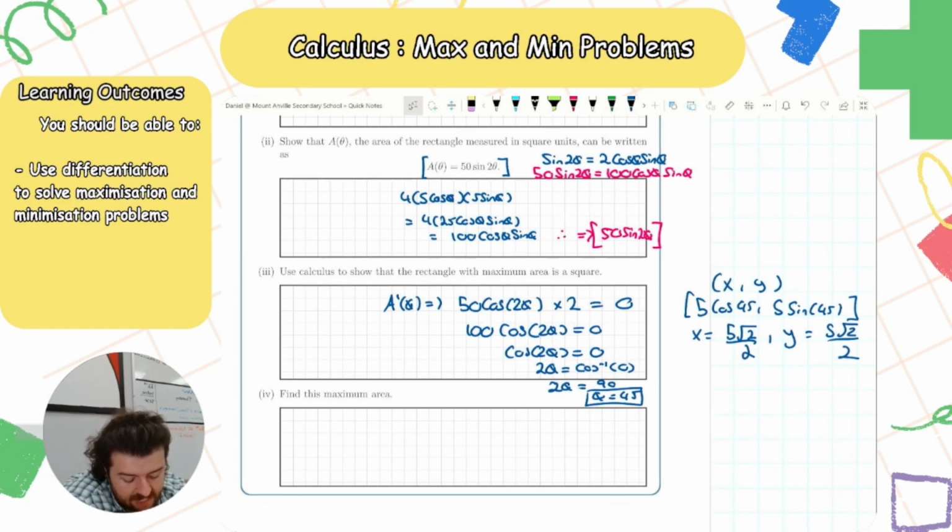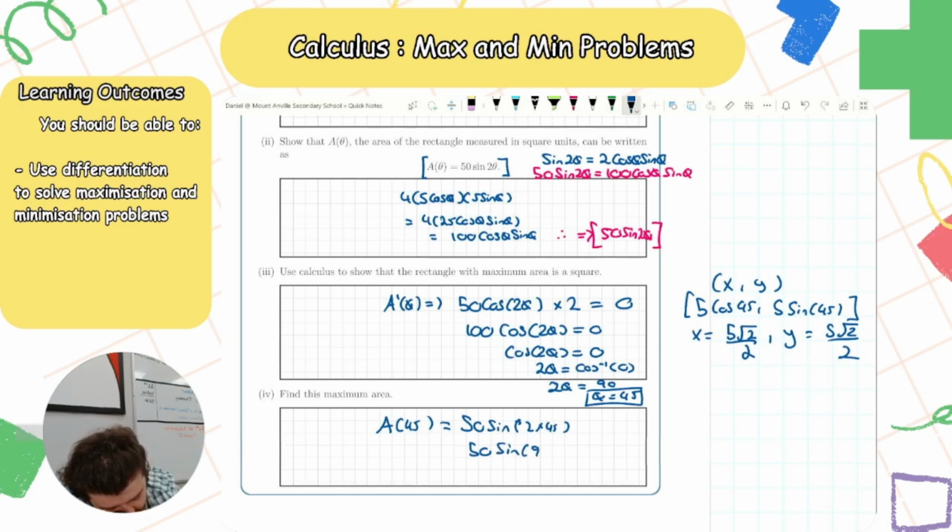Right, then find this maximum area. Well, we know the maximum area happens when the angle is 45 degrees. Sub it in: 50 sine of 2 times 45, 50 sine 90, and sine 90 is 1. The answer is 50 units squared. That's it there, and that is maximum and minimum problems.